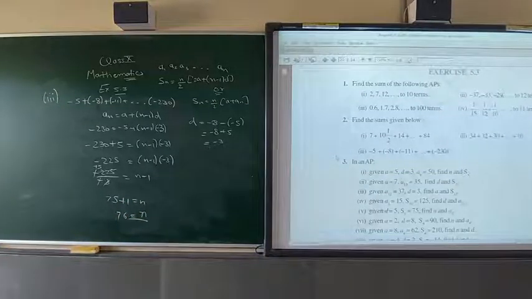Now you can apply the formula of Sn. Sn equals n by 2 (2a plus (n minus 1) d). You will get the answer. So up to the second question we have completed. In the next class we will discuss question number 3. Thank you.